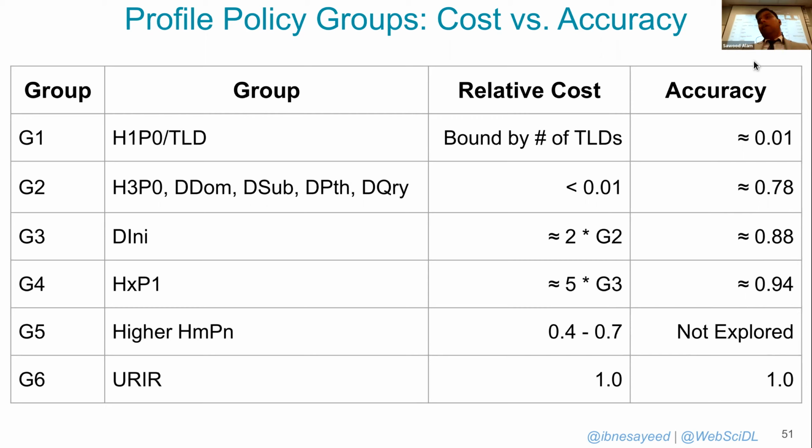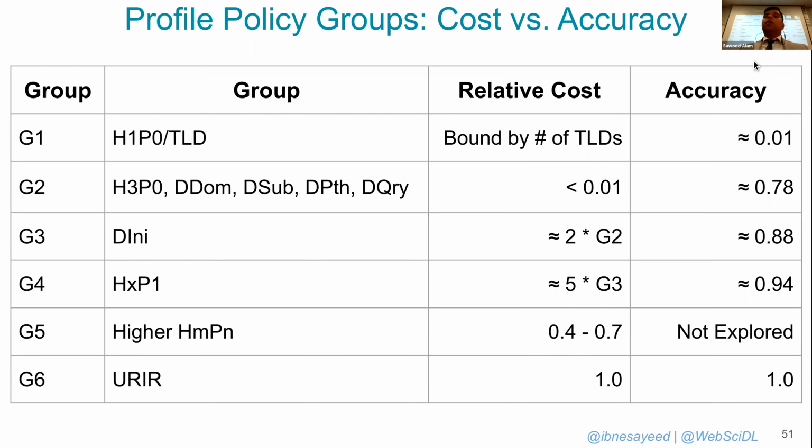It is bound by the number of TLDs that are there, which is a few hundred or thousands of TLDs out there. But accuracy will be poor in this case. The second category has better accuracy with 1% or less cost. And as you go bigger and bigger, more detailed, the relative cost will increase and accuracy will increase as well. When you go all the way down to URI-R profiling, which was done by Sanderson et al., the relative cost and accuracy both go to 1, and that's what we want.